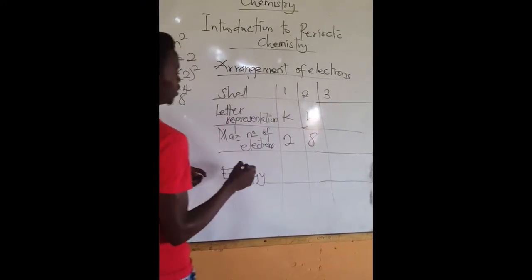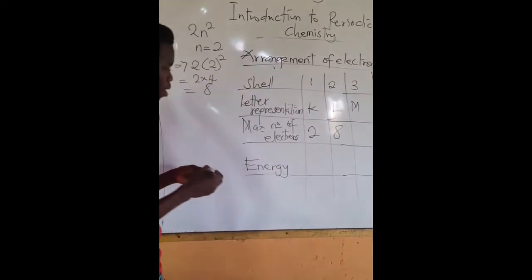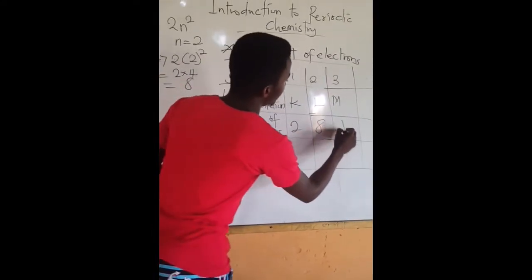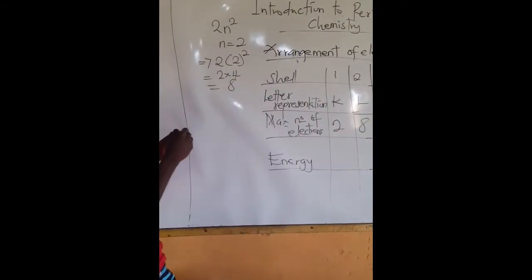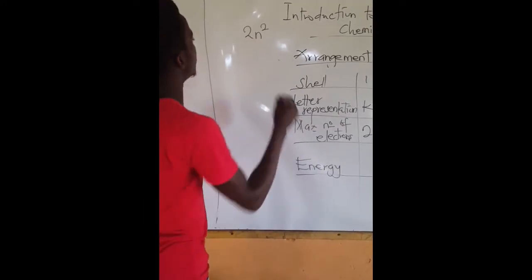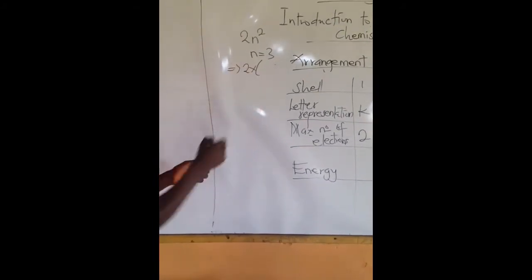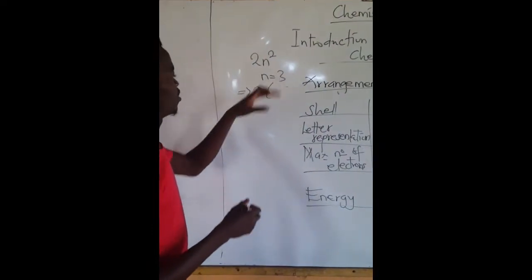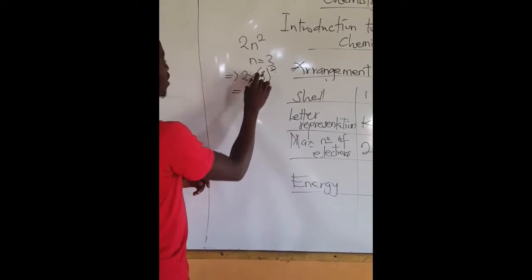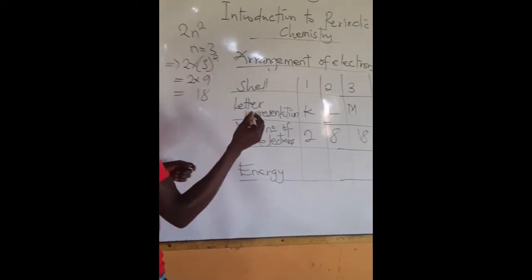Let's move on to the next shell number, which is 3. So 3, the letter representation is going to be M. Then M, the maximum number of electrons it can occupy is 18. Why 18? Let's prove it using the equation. The third shell, it means our n is going to be 3. So we are going to get 2 times 3 exponent 2. And 3 exponent 2 gives 9 times your 2. Then we are going to get 18.